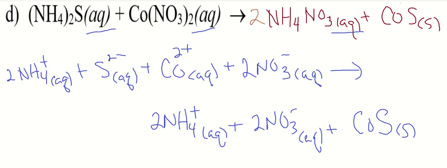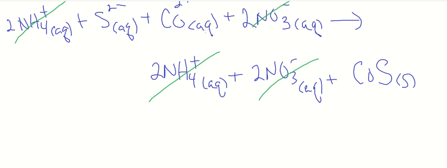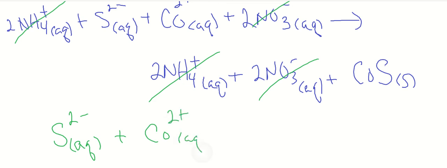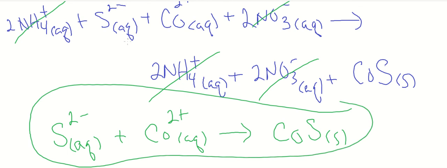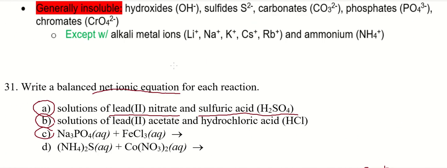Cross out the spectators. Nitrates are spectators, ammoniums are spectators. It's kind of good that we did 4 in one video here, just because you're seeing the repetition revealed. All right, write whatever's left. Those are your sulfide ions reacting with the cobalt cations to produce cobalt 2 sulfide precipitate. So there's our net ionic equation. Done.